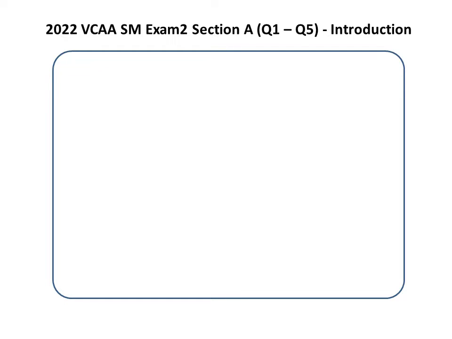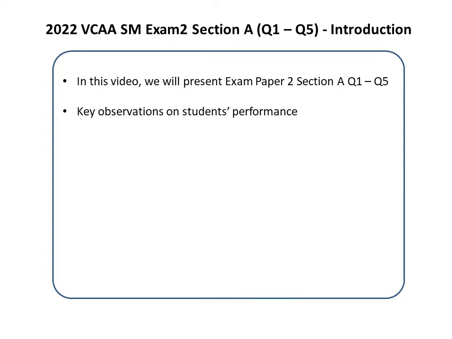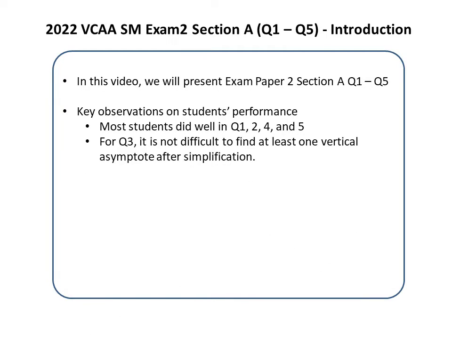Welcome to the fourth part of VCAA Specialist Math 2022 exam papers. In this video, we will solve exam paper 2, section A, questions 1 to 5. Statistically, most students did well in questions 1, 2, 4, and 5. As for question 3, it is not difficult to find at least one vertical asymptote after simplification.